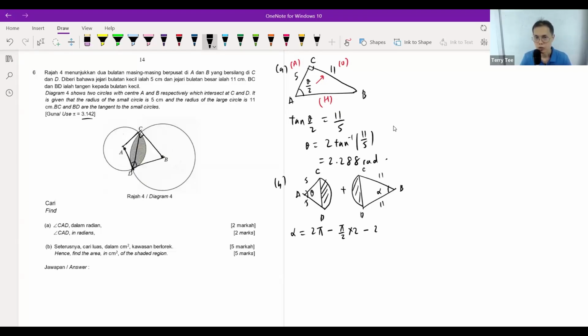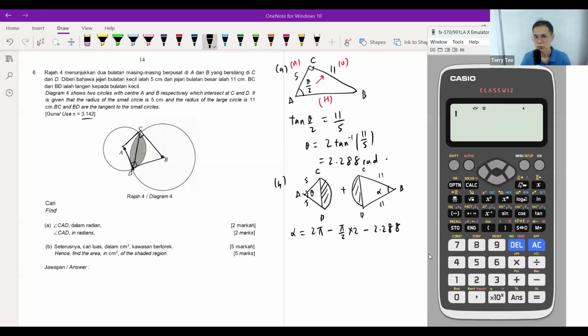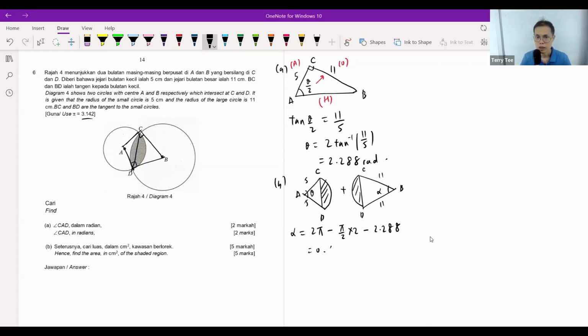Then you minus 2.288. So this will be pi. 2 pi minus 1 pi is pi. Pi is 3.142 minus 2.288. So you will get 0.854, sorry, 0.854 radian.